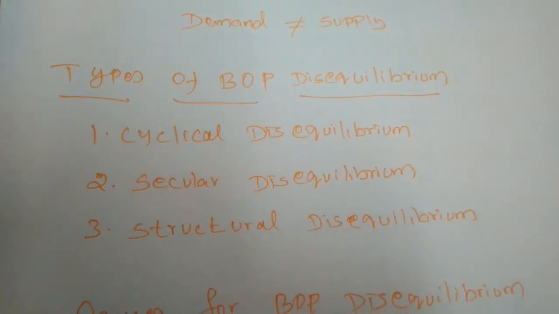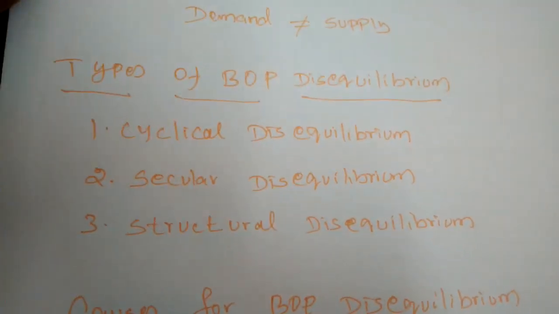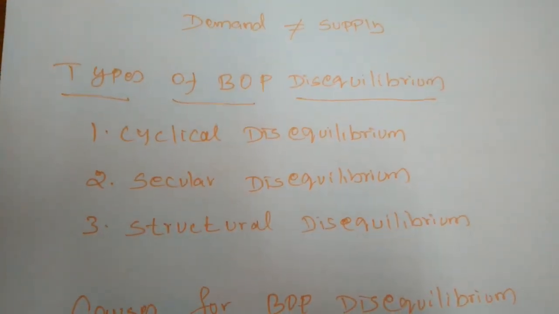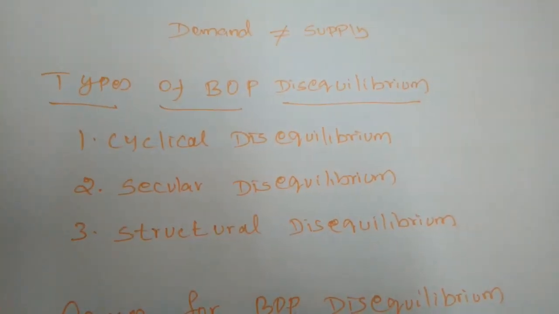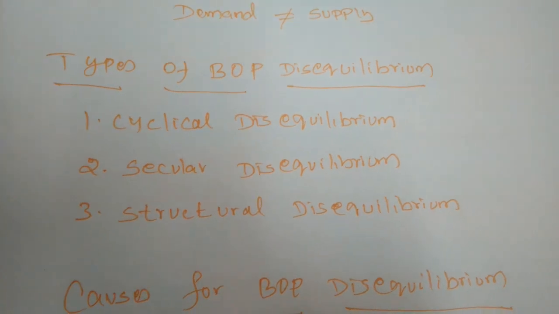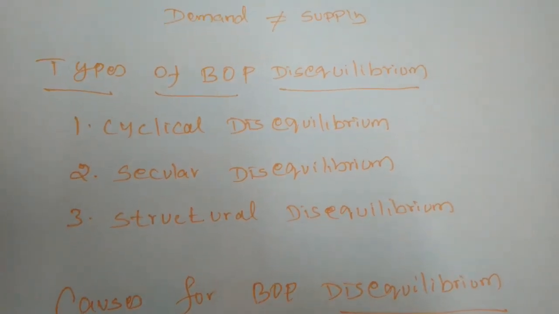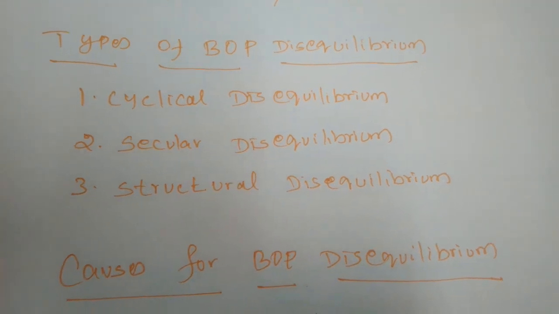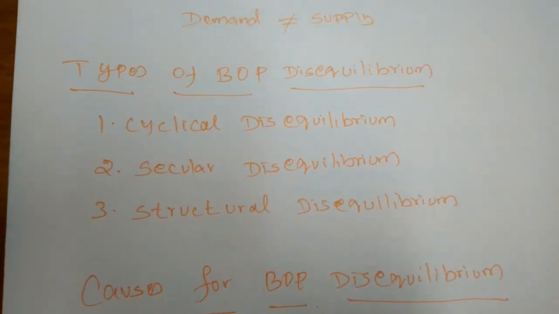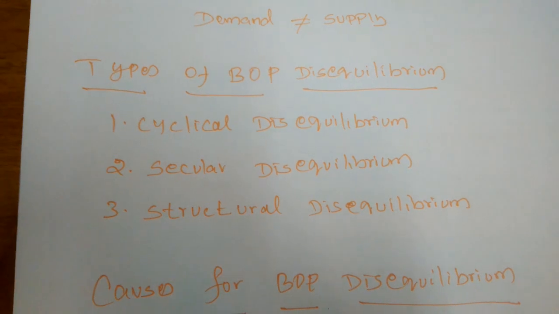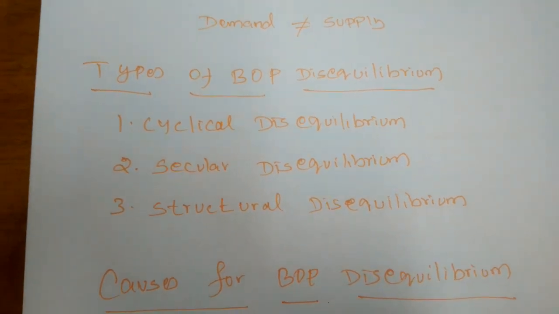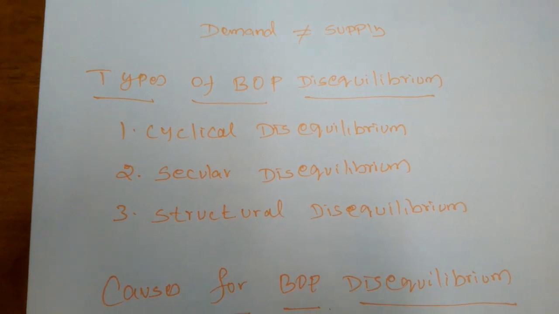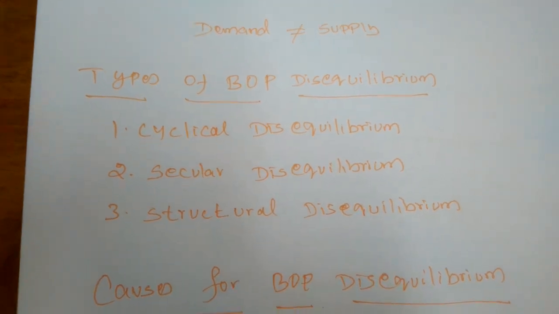So last day we studied the types of balance of payment disequilibrium. Normally three types of balance of payment disequilibrium prevail in our nations. First one is cyclical disequilibrium, next secular disequilibrium, then structural disequilibrium. The cyclical disequilibrium arises because of two reasons. First, two countries may be passing through different phases of business cycles.